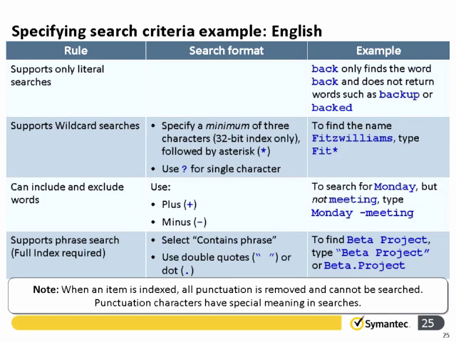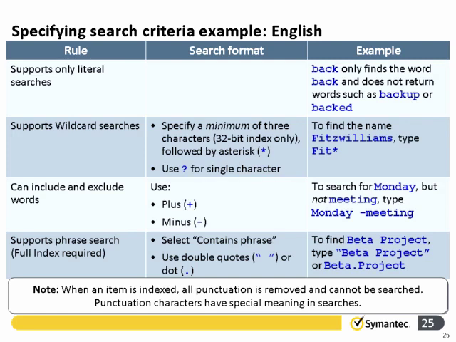Well, the first thing is that it supports only literal searches, which means if you type in the word back, it will only find the word back. It doesn't find words like backup or backed. So it doesn't do different forms of the same type of word searches. However, it does support the capability of adding wildcards. We can use an asterisk to search for multiple characters or a question mark to search for a single character.